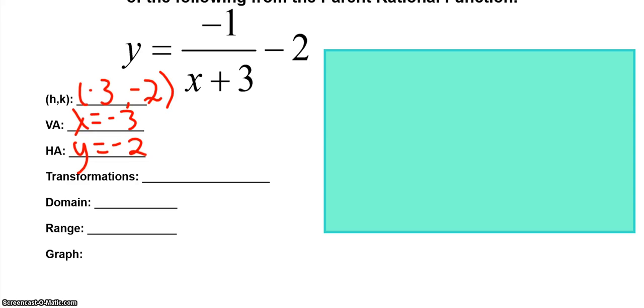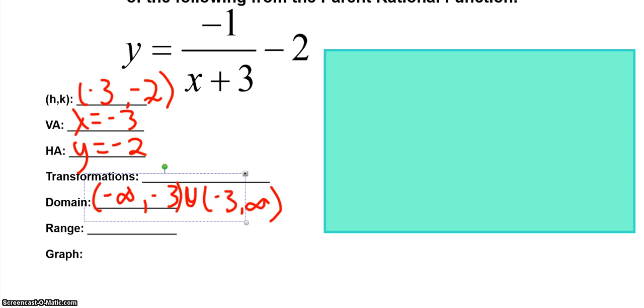My domain, it's going to have every single x value except for negative 3. So I'm going to go from negative infinity to negative 3, union negative 3 to infinity. Alright, now my range. My range is going to have every single y value except for negative 2. So negative infinity to negative 2, union negative 2 to infinity.